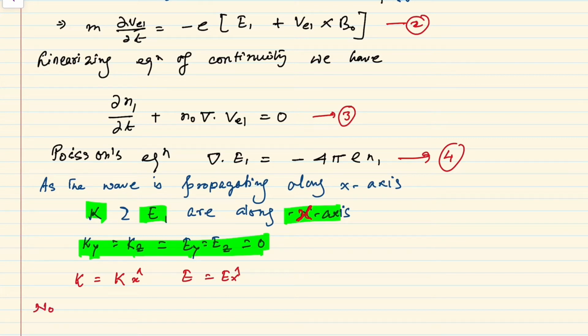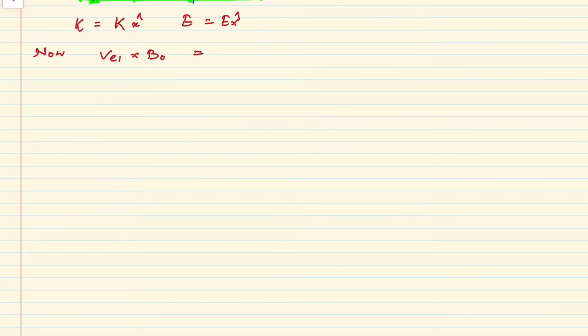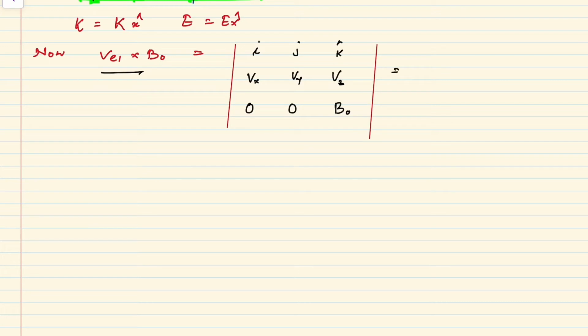Now let us find ve1 × B0. Let me scroll up. So here this is i, j and k. Let me find the cross product of these two. Three components of velocity Vx, Vy, Vz, and the magnetic field is being applied along the z direction only. So the first two components must be 0, then the last one is B0, applied along z. If you evaluate this, you will have Vy B0 into î minus Vx B0 ĵ plus 0 into k̂, that is 0 simply.